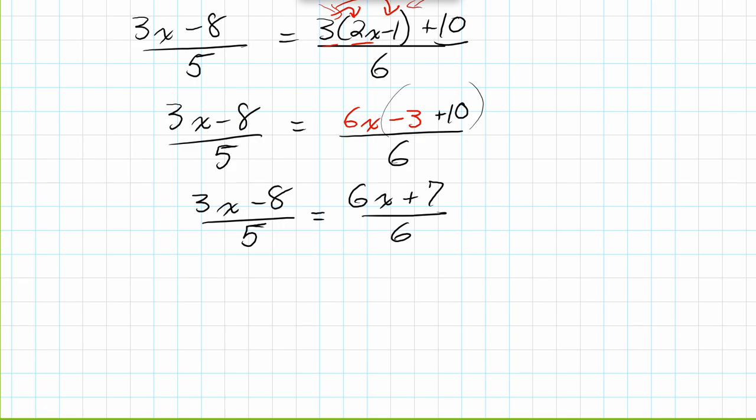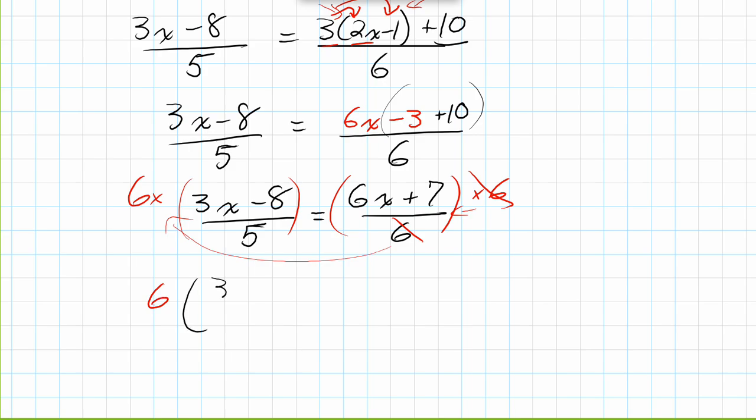Because this is divided by 6, I can multiply both sides of the equation by 6. Or think of it like bringing 6 to this side because of division. When I do that here, the 6 disappears. So I'm left with 6, and then my set of brackets, 3x minus 8 over 5, is equal to 6x plus 7. I got rid of my fraction on the right side.